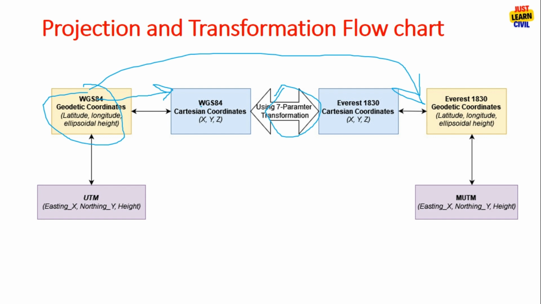Then you transform the Cartesian coordinate to Everest 1830 Cartesian coordinate using the 7 parameter, and then convert the Cartesian coordinate to the datum coordinates, that is Everest 1830 geodetic coordinates. And finally, if you want to do the projections, then you can project WGS 84 to UTM and Everest 1830 to MUTM.